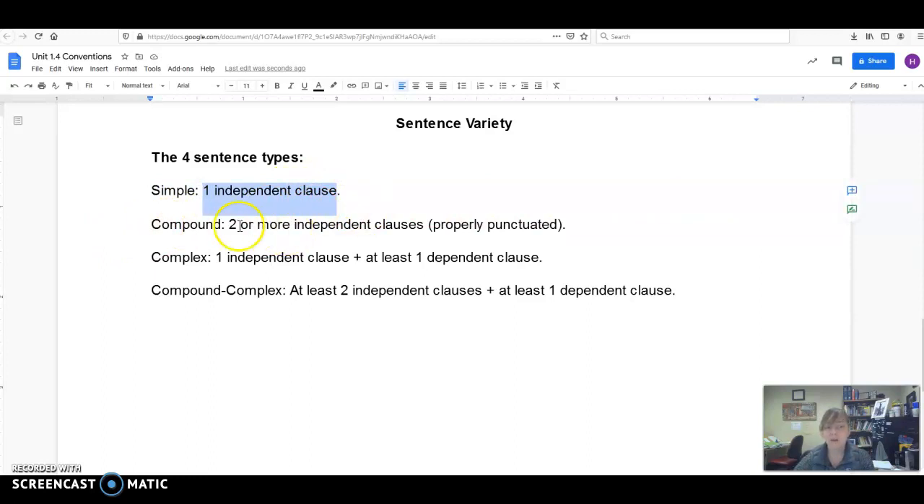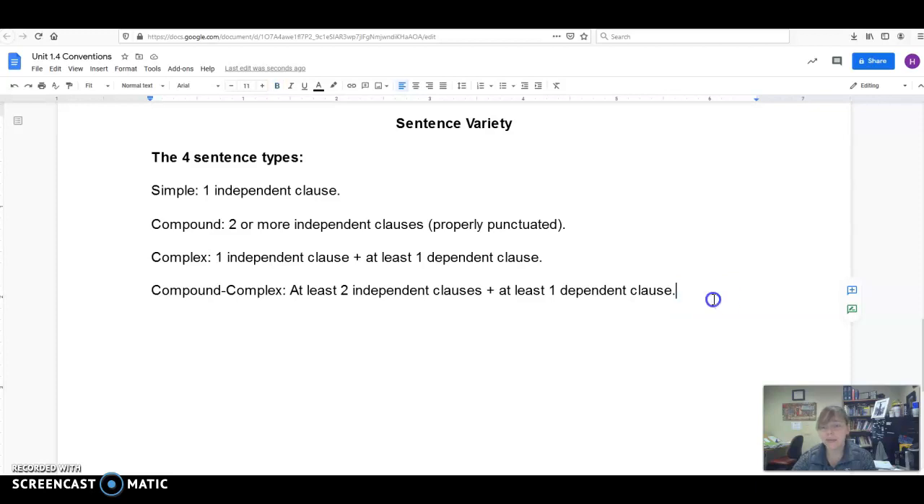A compound sentence is 2 or more independent clauses that are properly punctuated. Remember that if you don't have proper punctuation, this is a run-on. A complex sentence is an independent clause and at least one dependent clause, and a compound complex sentence is at least 2 independent clauses and at least 1 dependent clause.